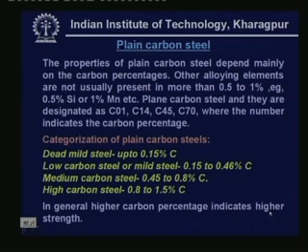Now, what are the categorizations of plain carbon steels? One we call dead mild steel, where the carbon percentage is 0.15%. Low carbon steel or mild steel is a very widely used engineering material, having a carbon percentage of 0.15 to 0.46%. Medium carbon steel is 0.45 to 0.8%, and high carbon steel is 0.8 to 1.5%. Okay. So the higher the carbon percentage, the higher the strength and hardness.